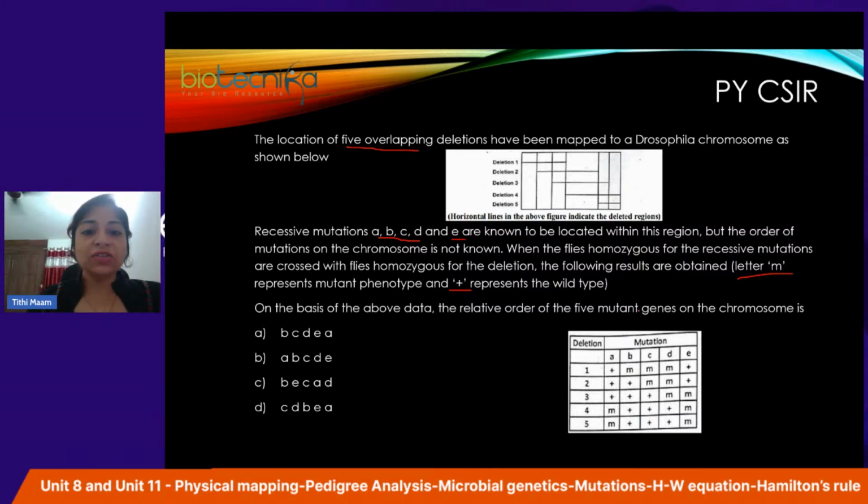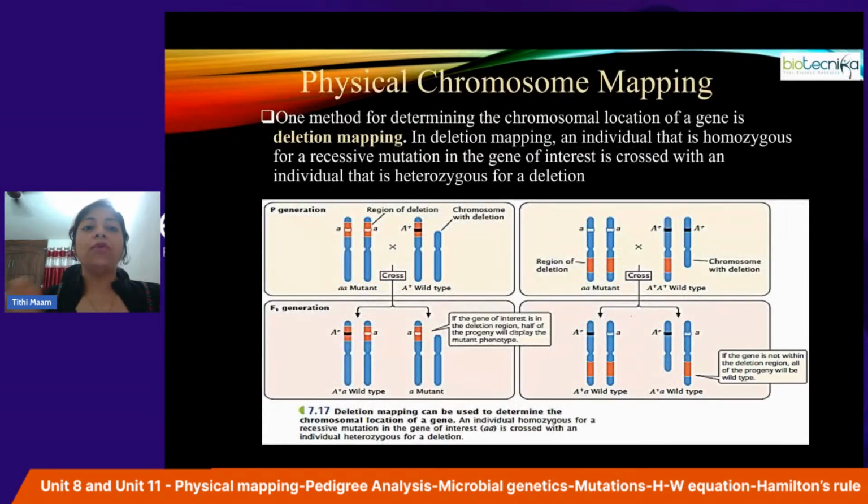Now, this question is of deletion mapping. Let's visit the concept in brief. So what is this deletion mapping? Deletion mapping is a technique for physical mapping. And in physical mapping, what we do is we find out the distance between the genes in terms of base pairs, and we try to find out the actual physical distance on the gene.